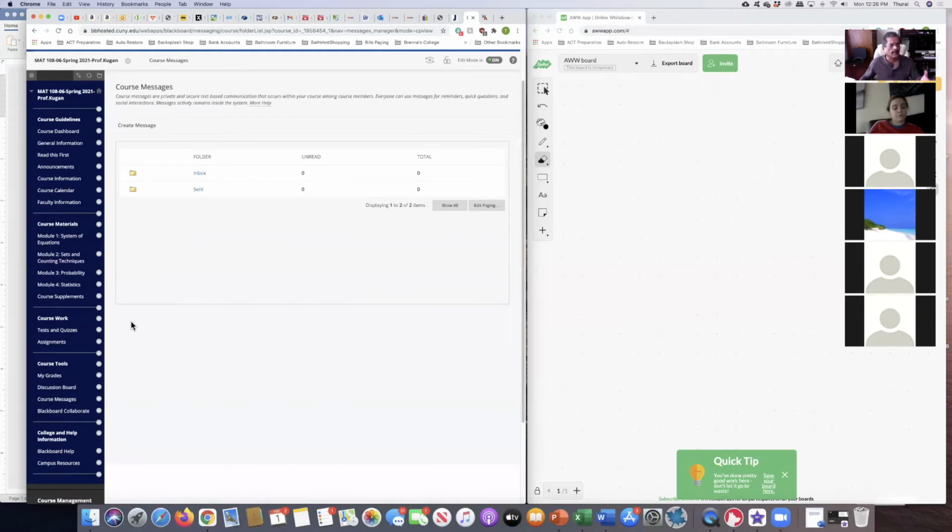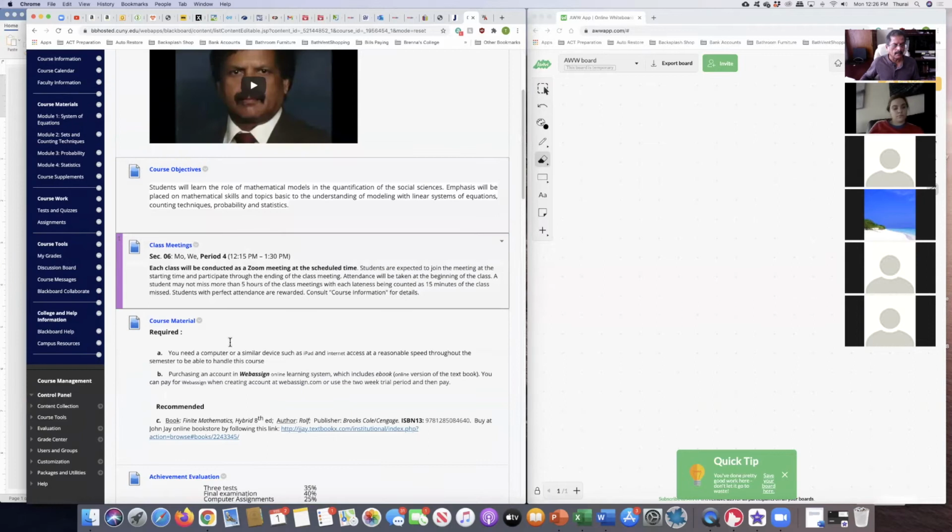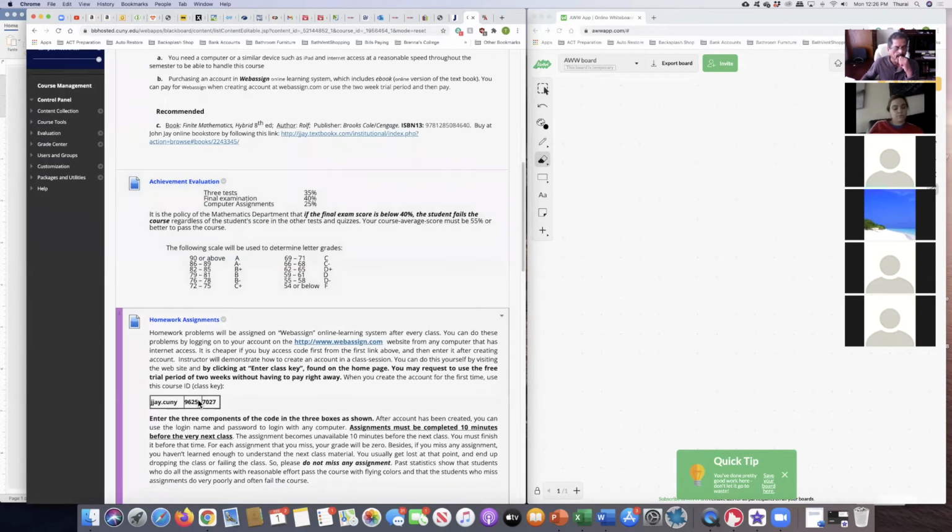That's basically all I need to show you here. Now I'm going to show you WebAssign. To create an account on WebAssign, you need the course code. I believe I have sent you that, but I have also posted it in the course information. Right here, the code. This is your course code for joining WebAssign: 9625, 7027. I'm going to show you how to join this course on WebAssign.